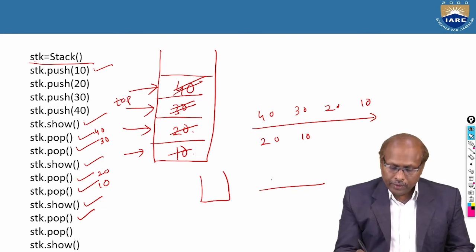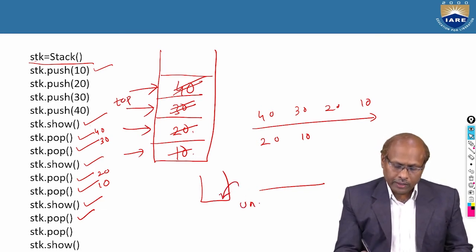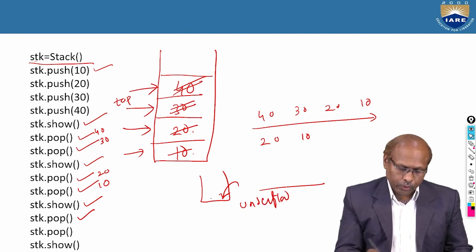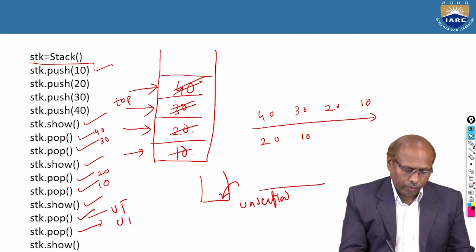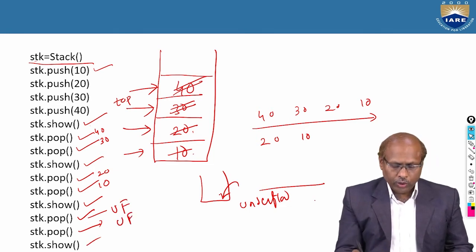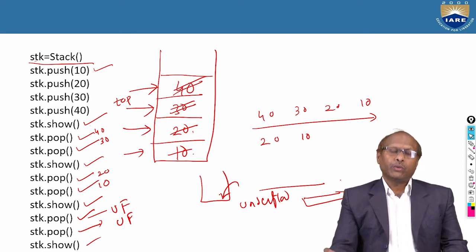So when you say pop, now nothing is there. So what will pop? It will say underflow. It is underflow. So here underflow, and here also underflow. So when I say show, nothing will display. Now no elements are available. So this way it works.